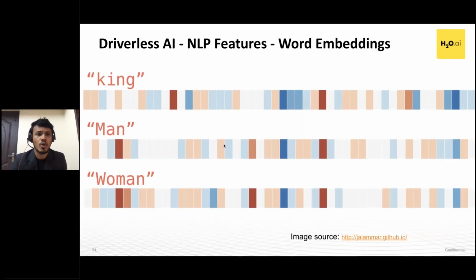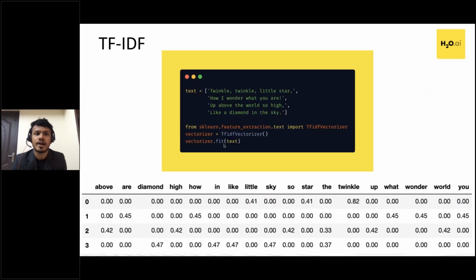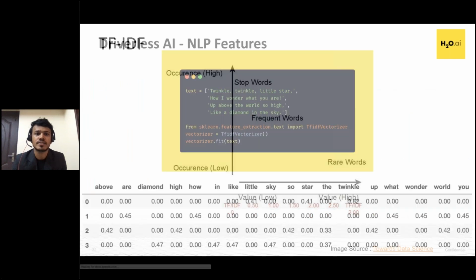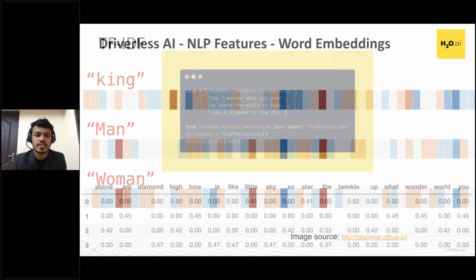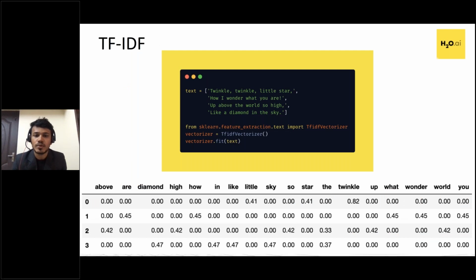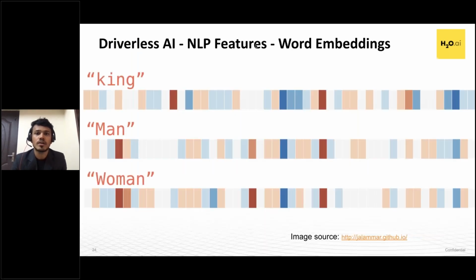Now with both TF-IDF and simple count vectorizer, one obvious problem we have is that we still look at words as individual entities. There is no direct relation between, say, twinkle and star or any of these words. Whereas what word embeddings give us is a rich vector representation for each word.